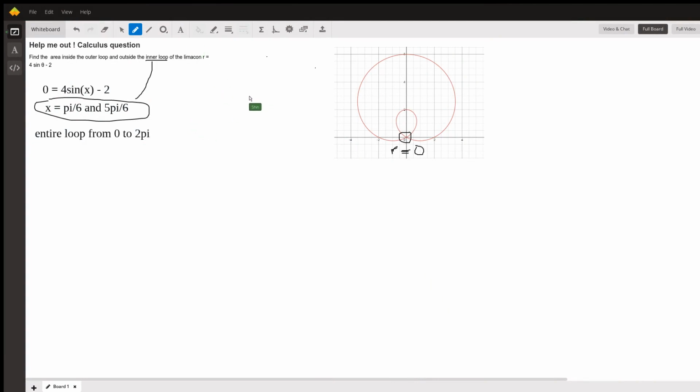Hello. All right. So in order to solve this problem, find the area inside the outer loop and outside the inner loop of the limaçon r = 4 sin θ − 2.